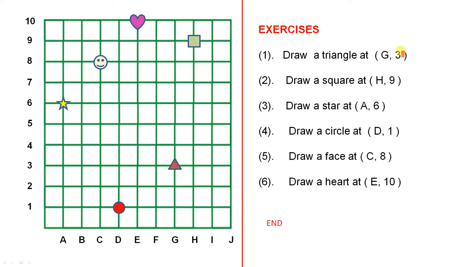So the triangle at G3 is there. The square at H9 is there. The star at A6 is here. The circle at D1 is there. The face at C8 is here. And the heart at E10 is there.